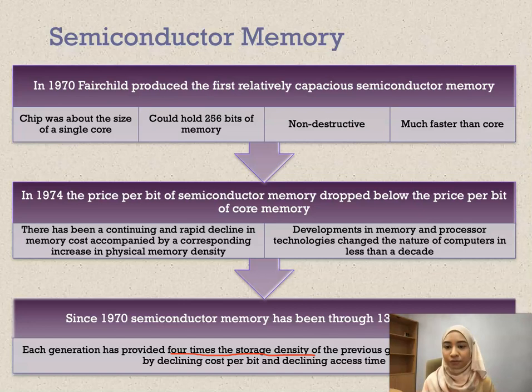In 1974, the price per bit of semiconductor memory dropped below the price per bit of core memory, meaning that the ring was now much more expensive. So people would obviously want to use the cheaper one, and it was much faster than the core. There has been a continuing rapid decline in memory cost, accompanied by a corresponding increase in physical memory density. People were demanding more memory, so naturally they would go for the cheaper one because they could have more of it.